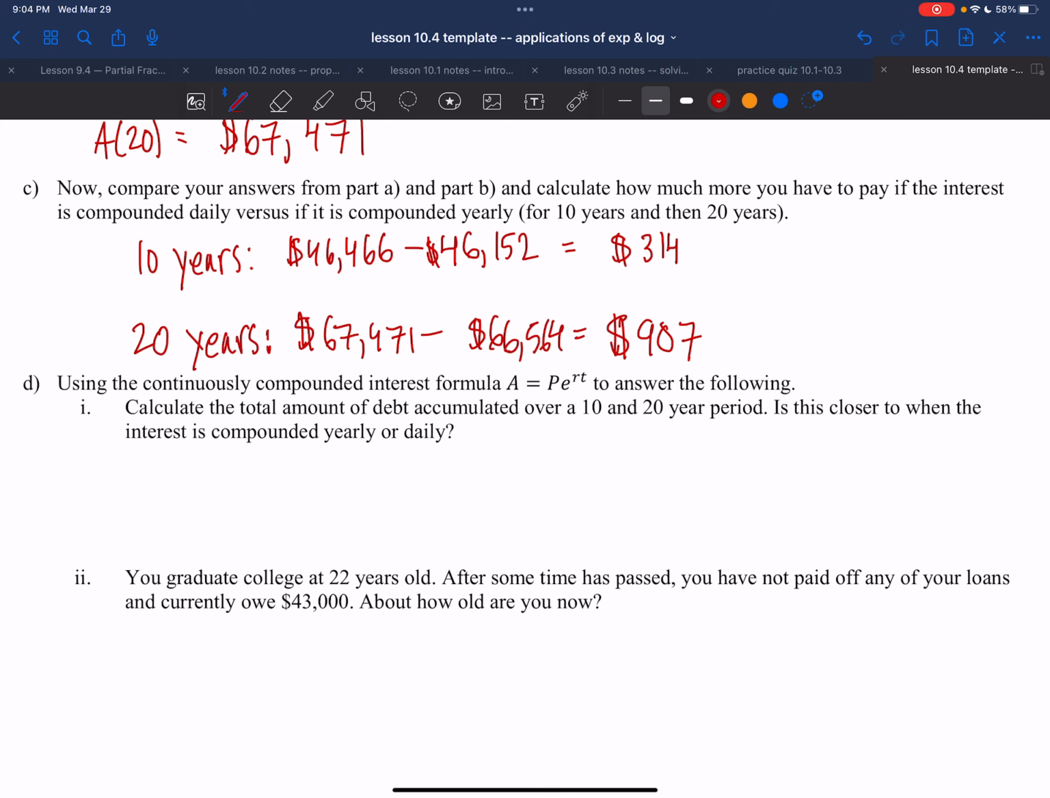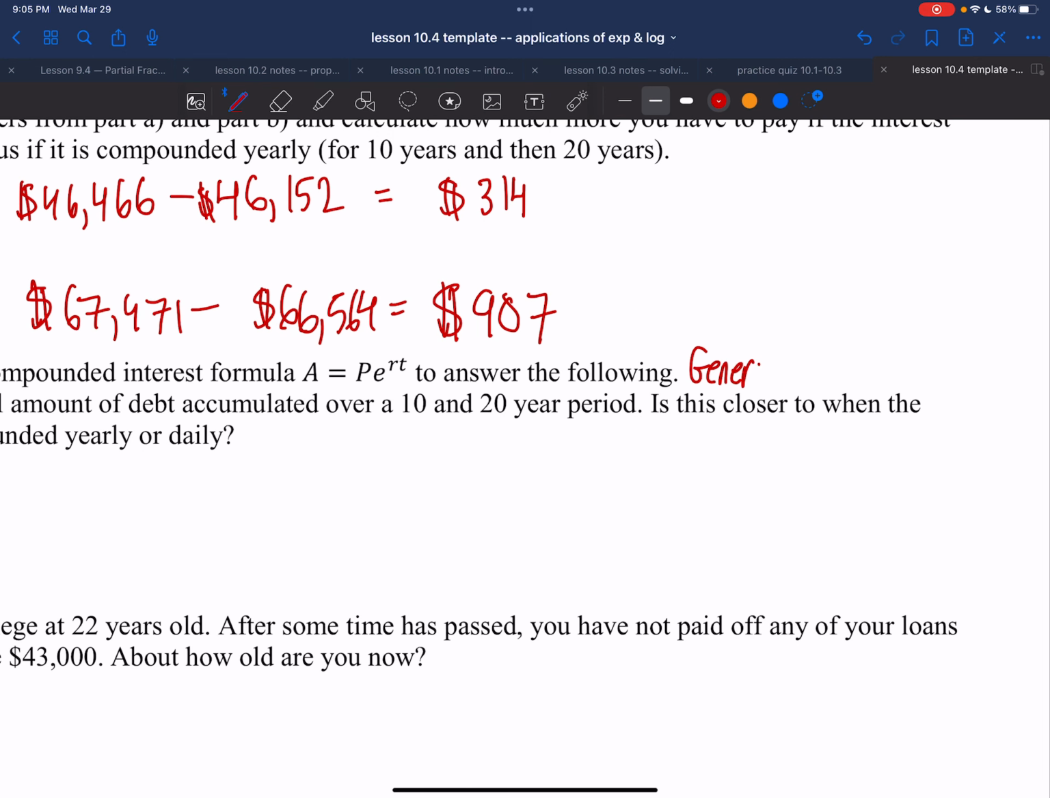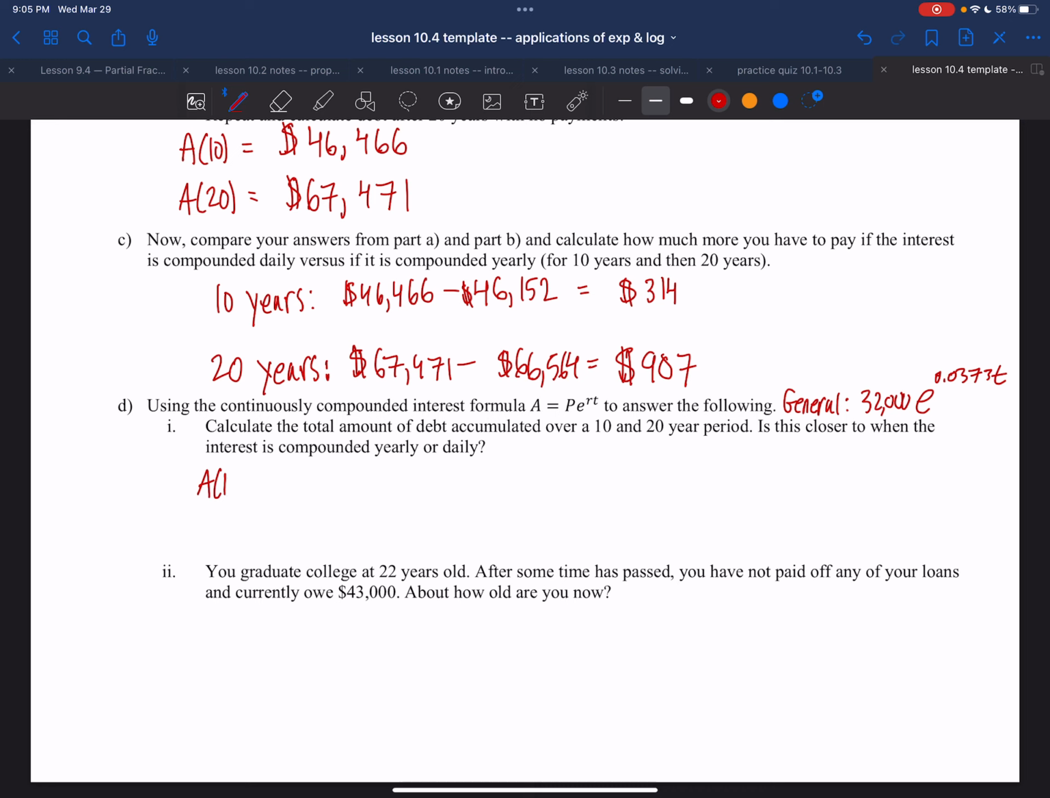Let's use the continuously compounded interest formula. And this is A equals Pe^(rt). And we're going to do the same calculation. And then it also says, is this closer when the interest is compounded yearly versus daily? So I'll write the general real quick, right? Your general, you see this is 32,000 e to the rate 0.0373 t. Okay? That's your general.